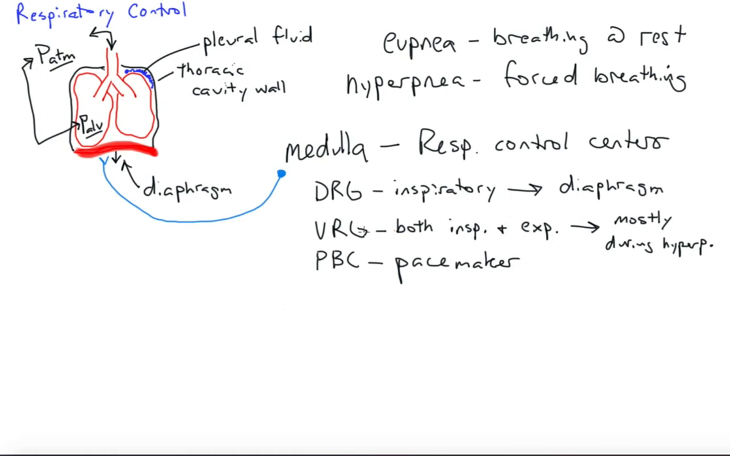What is the input? A good way to think about this: you learned about the SA node in the heart. It's an automatic pacemaker. It does not require any input whatsoever, and it will generate a heart rate of about 70 to 85 beats per minute. Yet there are input centers that will then generate output that can modify that heart rate, as well as contractility.